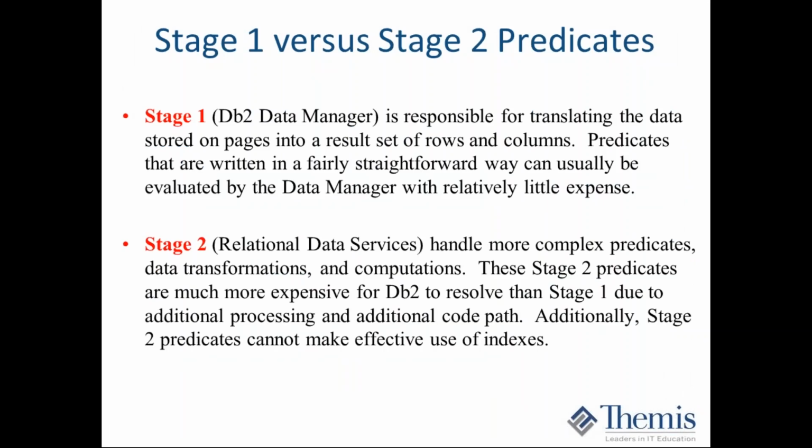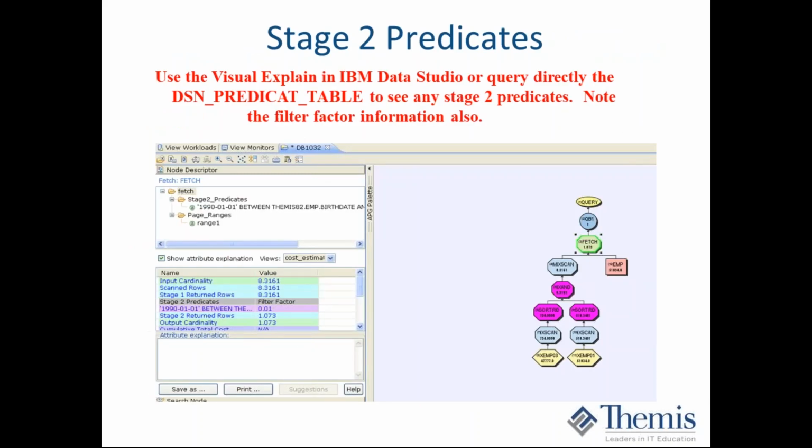Some of our more complex predicates: I see a lot of developers write some pretty complex where logic that can really be rewritten in a more straightforward, simple fashion, which can have an effect on performance and minimize some of these stage 2 predicates. Luckily, as of version 11 on the z/OS side, there are far fewer stage 2 predicates than in previous versions.